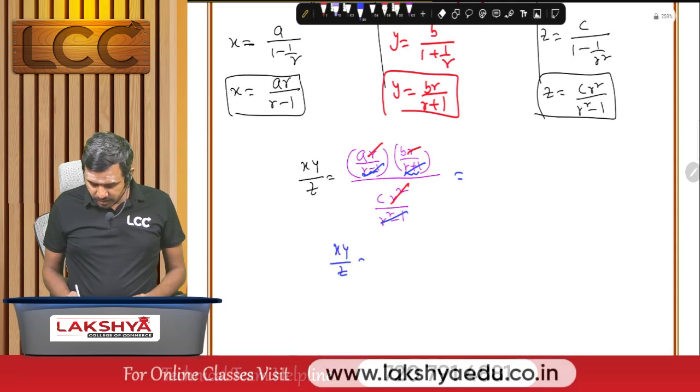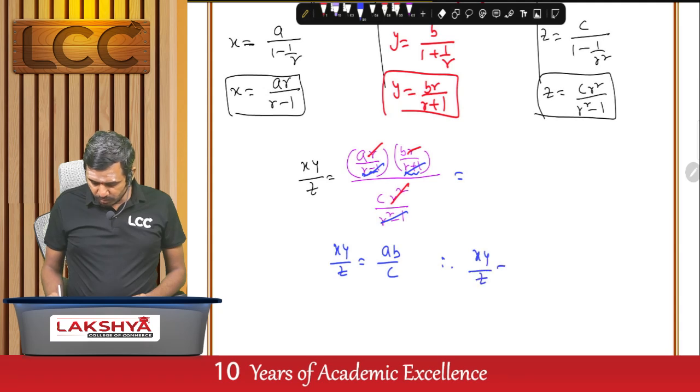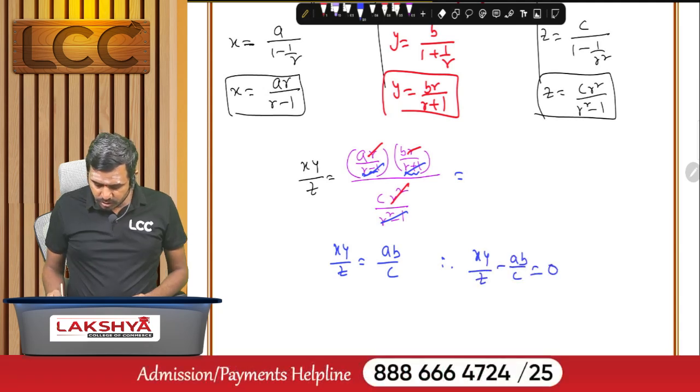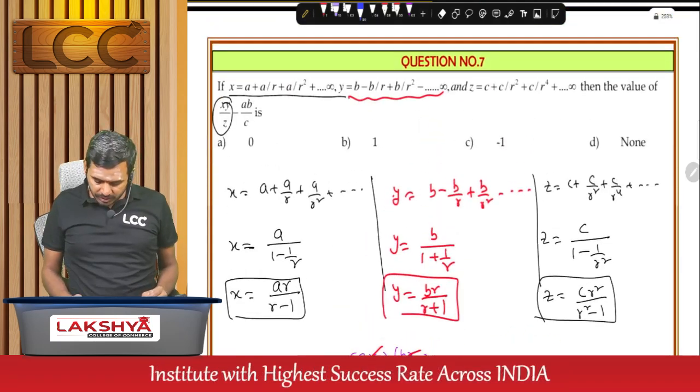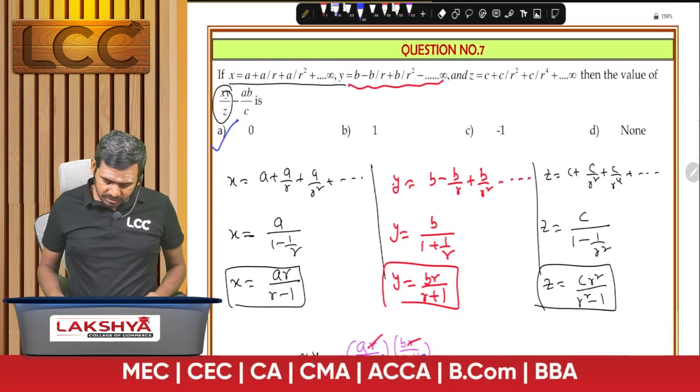xy by z is equal to ab by c. Therefore, xy by z minus ab by c equals 0. Therefore, the final value for that expression is 0. Answer is A.